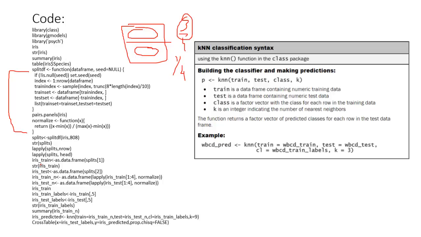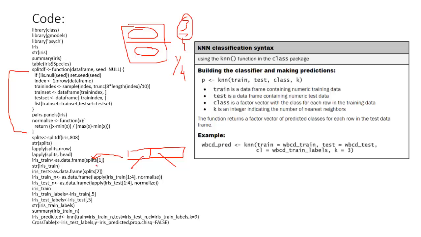Then I am storing the iris train dataset. I have returned a list, so I'll store the iris train dataset in iris train, because this is a list. It will have two sections. First is train and second is test. So to store the train dataset, I'll use splits square bracket 1 and convert it with as.data.frame, because initially it is in the list class.